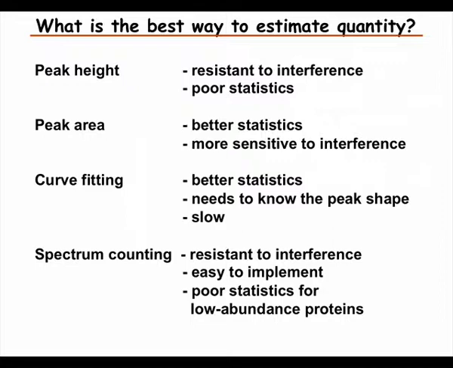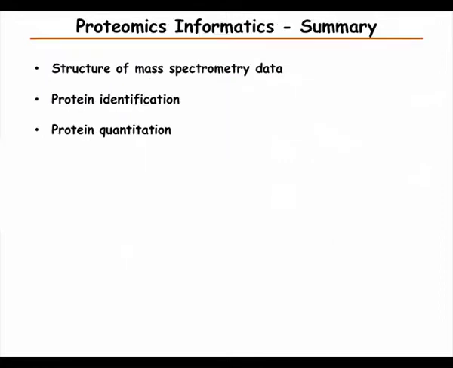So we have a quite reasonable statistical model to decide when it's a good identification and when it's not, but probably the main reason why people use it so much is that it's so easy to implement. And actually, one of the exercises for the quantitation is on looking at spectrum counting data.